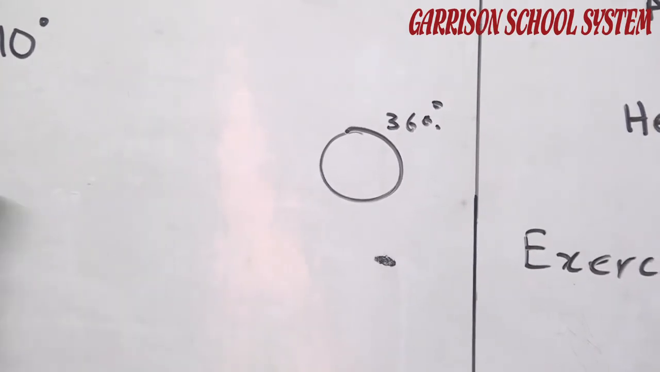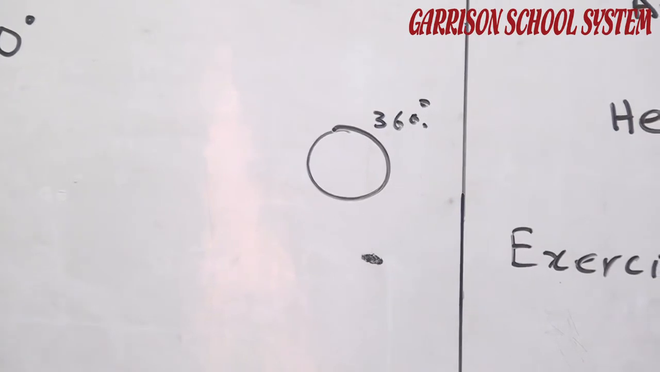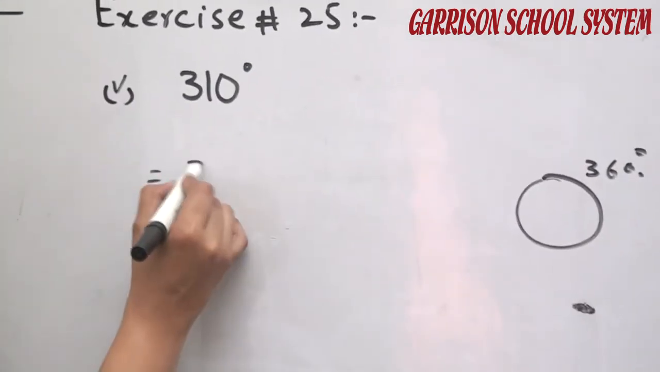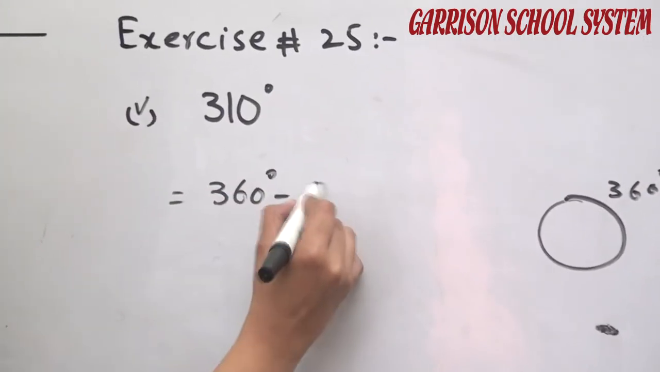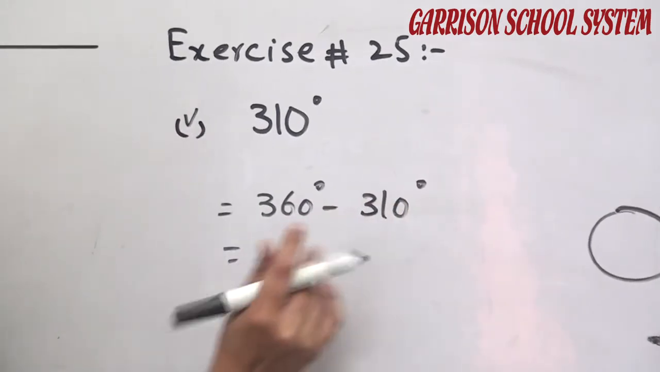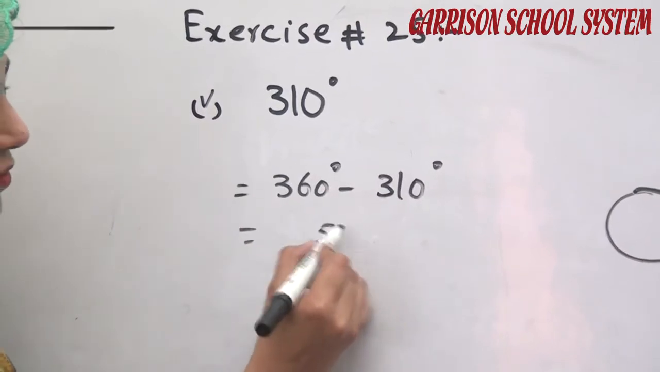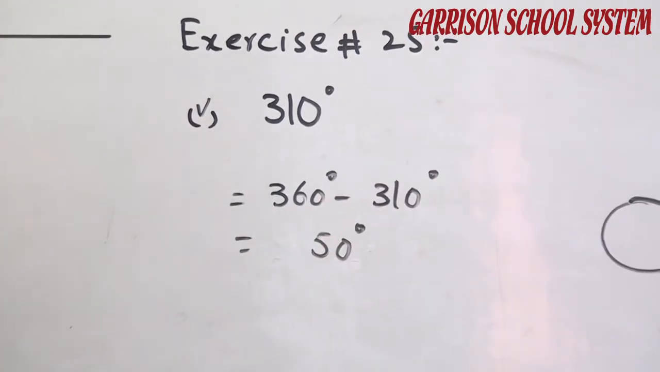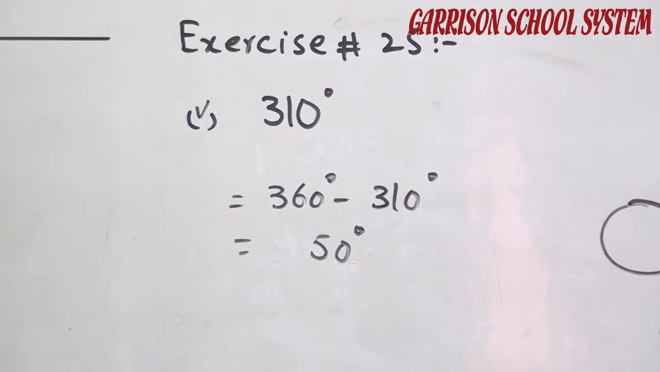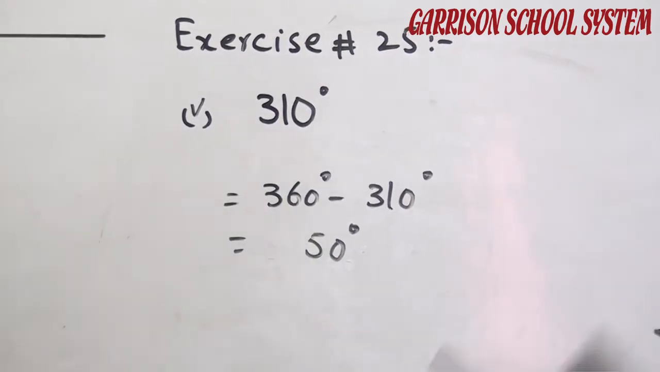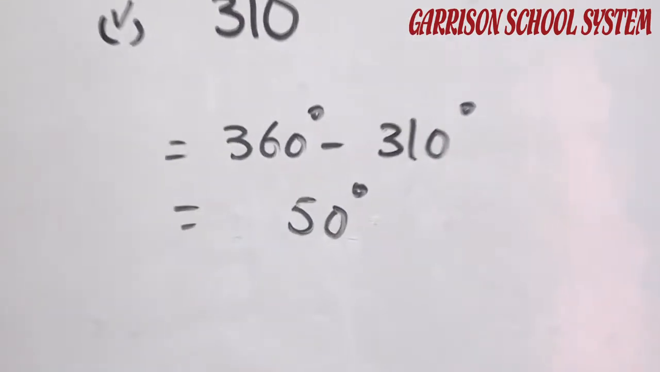So in that case, we will subtract 310 from the 360 degree. When we subtract 310 from the 360, we got 50 degree, and now it is easy to make the angle for you.